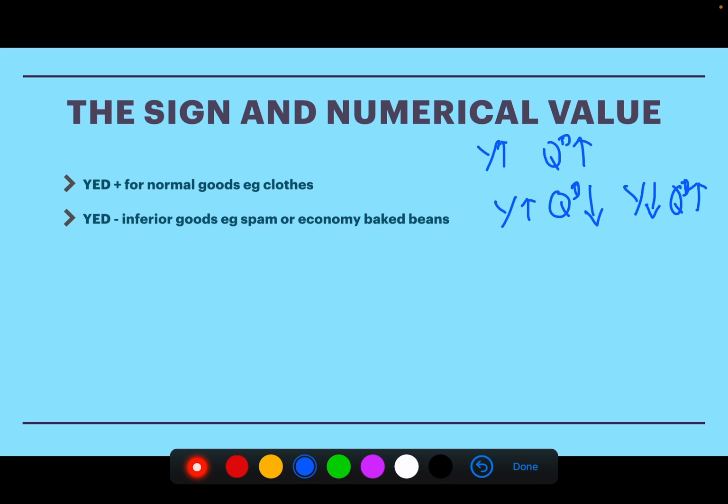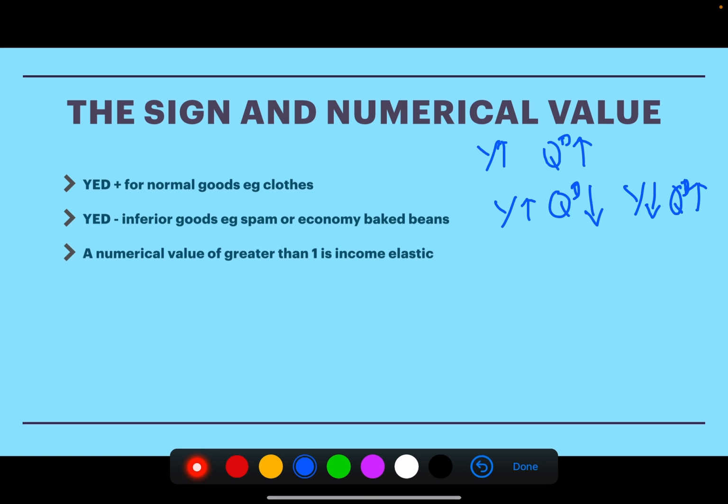Now, one thing to point out here is that some things might be inferior for some people, but normal goods for other people. Something like Super Noodles: they're cheap, a staple for students, but some people actually like them, and even if they have more money, they'll still buy them. So although Super Noodles might be considered an inferior good for the general population, on average, they might not be an inferior good for some people because they actually like them, and they're not buying them just because they're cheap.